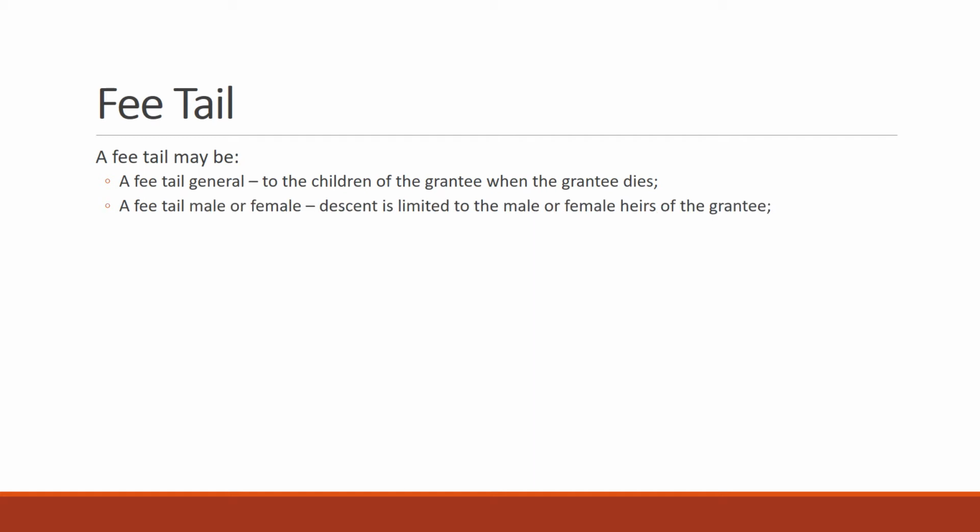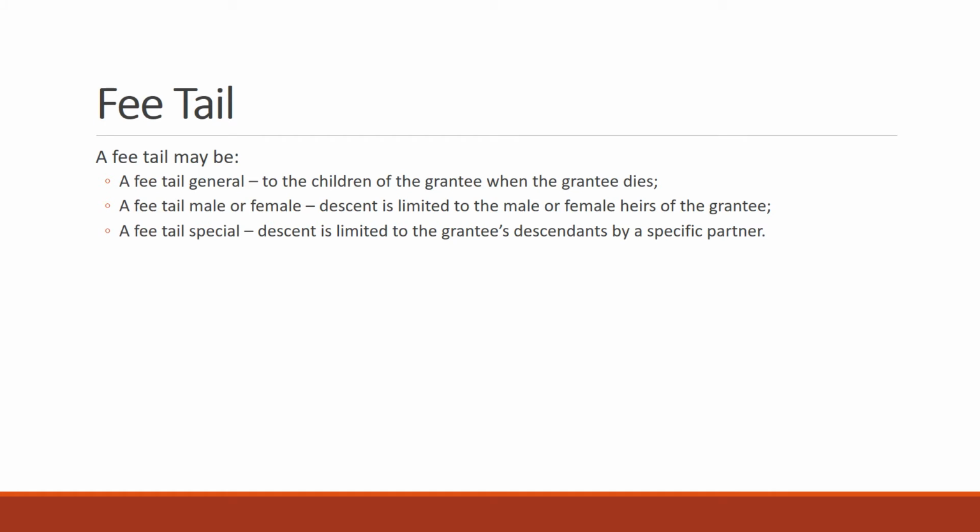Now, there are three different types of fee tail. So we have a fee tail general, which is the example that we just saw, and this is any of the children of the grantee when the grantee dies. So any of their descendants can take. But there are also two other kinds of fee tails that are more specific. The first is a fee tail male, or it could be a fee tail female. And this type of fee tail limits the conveyances only to either the male or the female heirs of the grantee, whatever they had specified. So that's called a fee tail male or a fee tail female.